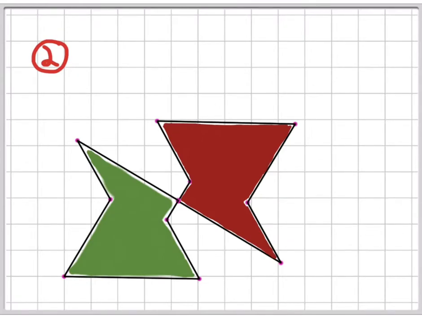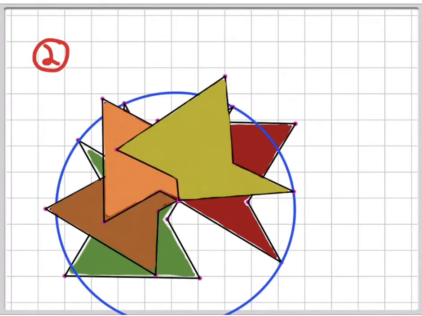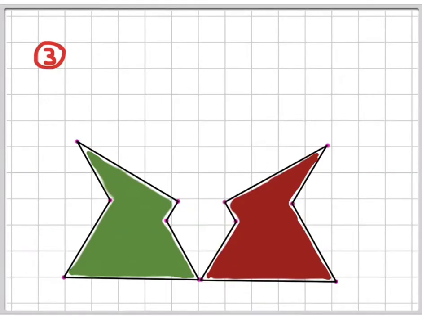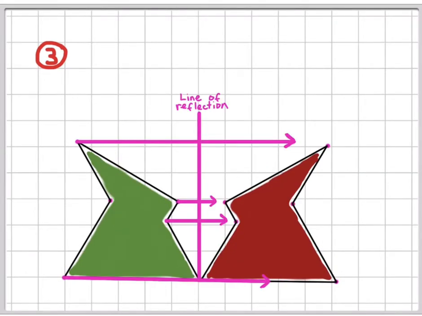Number 2 is a rotation, and I started drawing a circle and making it go through one of the points that is rotated around. So you just need one circle, since the center of rotation is one of the vertices of the image. You only need one circle to really size the rotations correctly and rotate them around. Number 3 is a reflection.